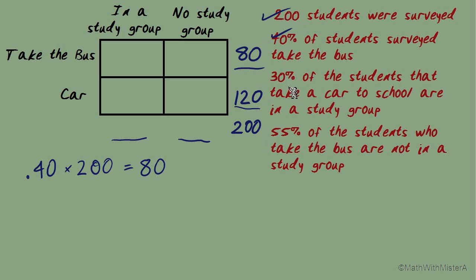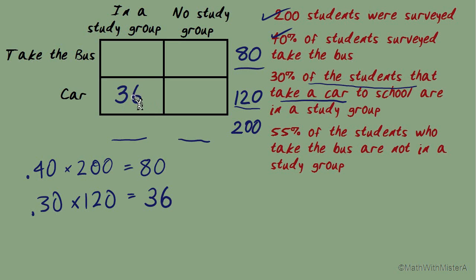Next, let's see how we can work in that 30% of the students that take a car to school are in a study group. And we have just figured out that there are 120 total students who take a car. 30% of those students that take a car, we can calculate that. So out of those 120 students that take a car, 30%, which equals 36 students, are in a study group. And so the leftover from the 120 are not in a study group. And that's going to be 84.